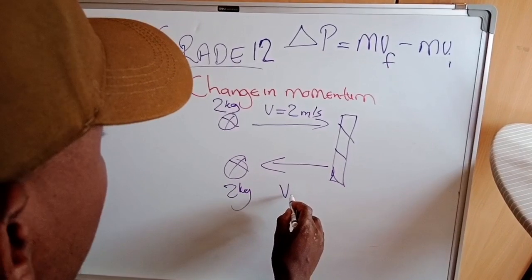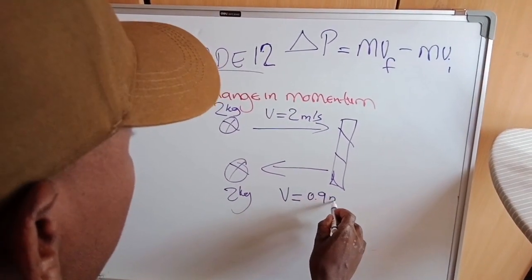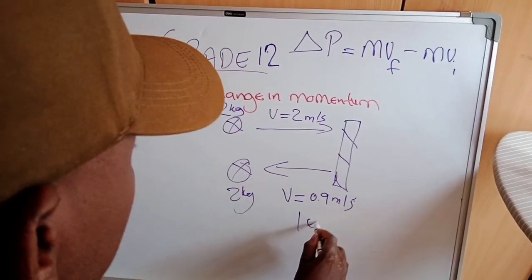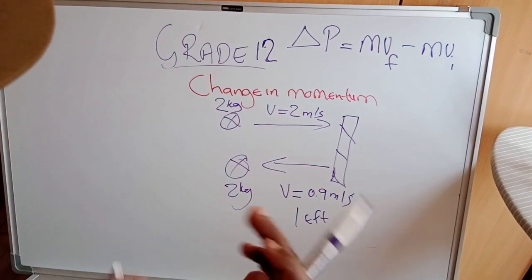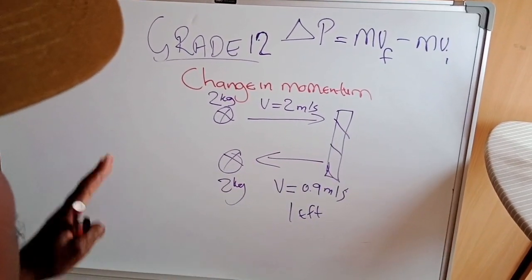We need two velocities, remember, for us to calculate change in momentum. So let's say now it's 0.9 meters per second to the left, right? Remember, velocity is a vector. It has magnitude and direction. So now we have everything we need, right? We have masses, we have velocities.